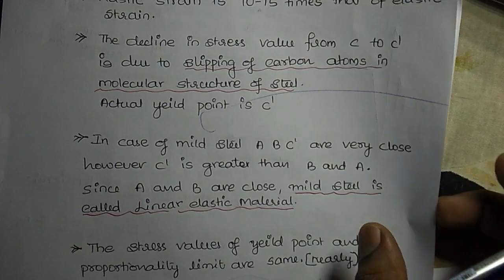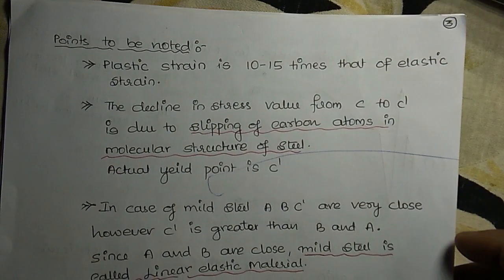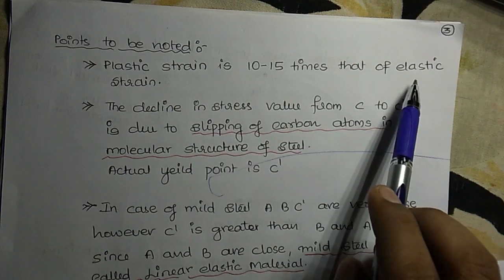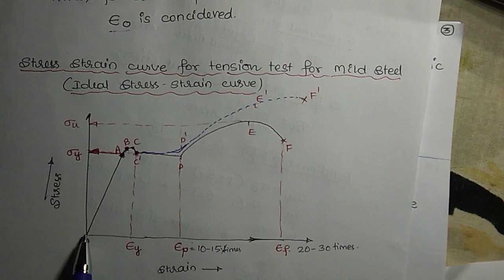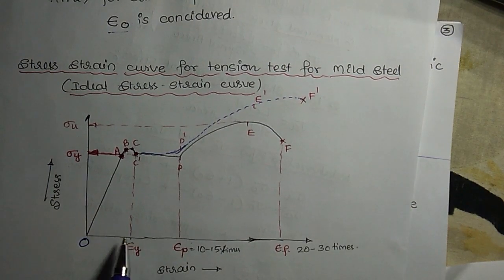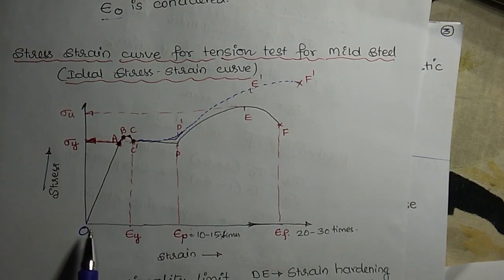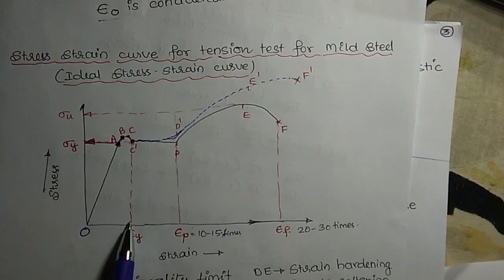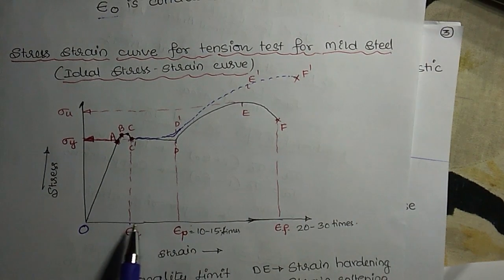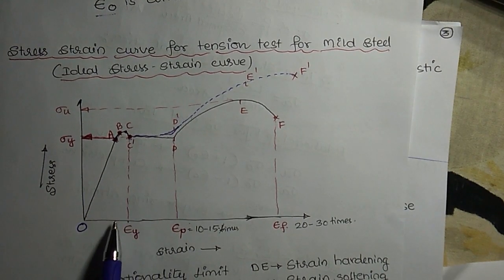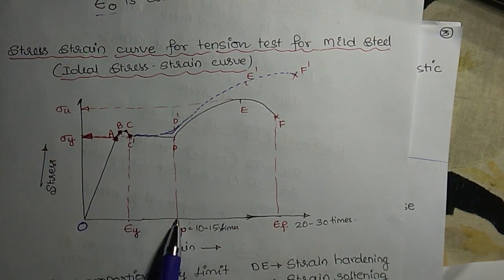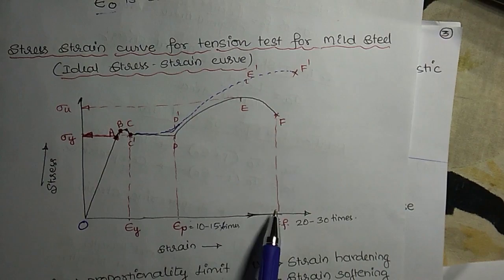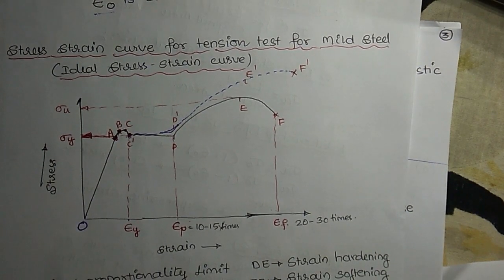There are many points you should note about this stress strain diagram. First, plastic strain is 10 to 15 times that of elastic strain. That means from this point up to this point we call it elastic strain. In the figure it's shown larger, but in actual practice, if you multiply this length by 15, you will get this length. Similarly, this length is 20 to 30 times more than this particular length. That point you should note.